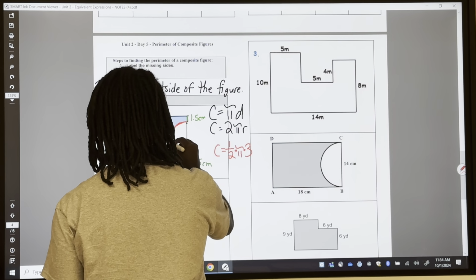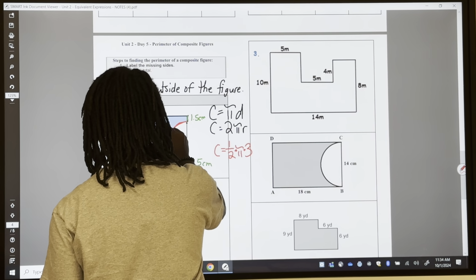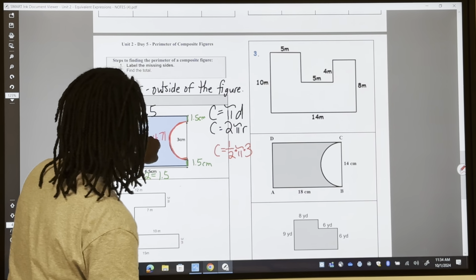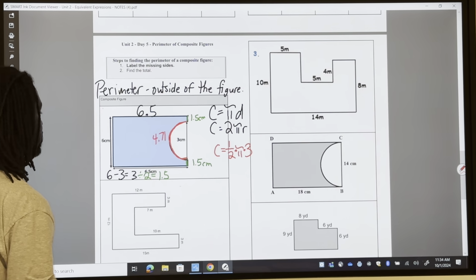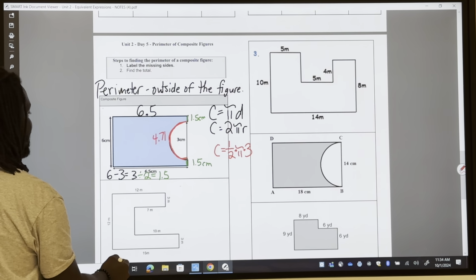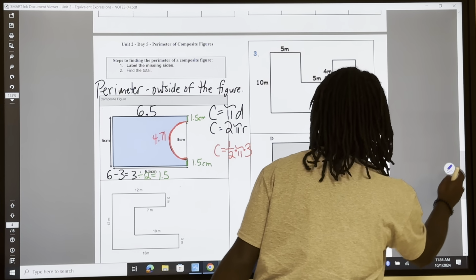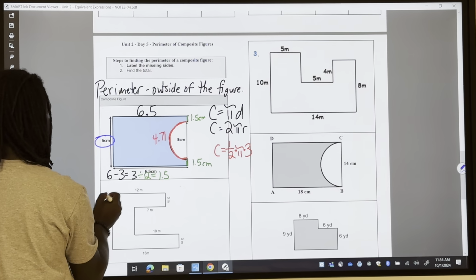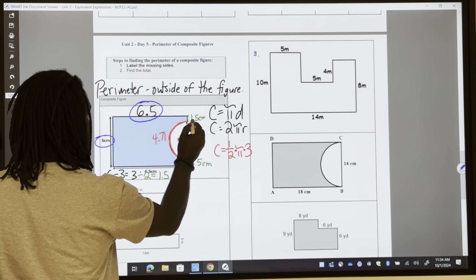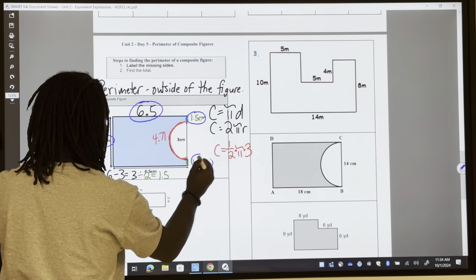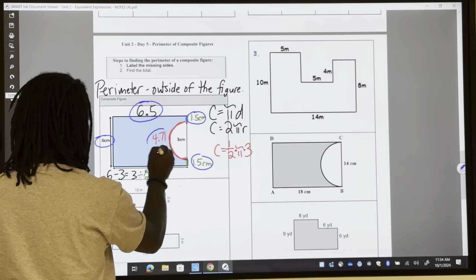4.71. Okay, so this is 4.71. That is the circumference of just that semicircle. And then I've got to add that up. So what I'm going to add, and I'm going to put this in blue here, I'm going to circle: I'm adding that side plus that side plus that side, plus, again, these two little pieces, then plus that.